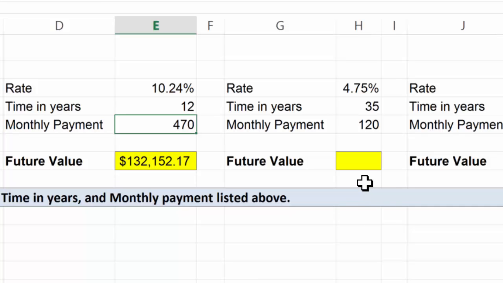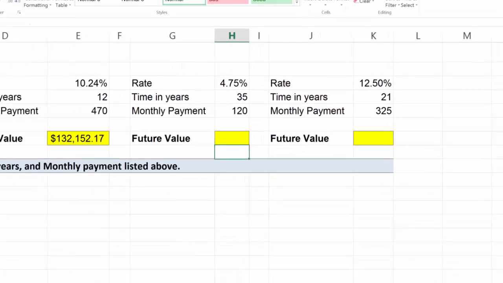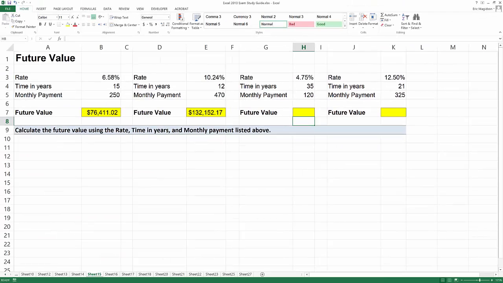So there we go. You'll see that I'm going to give you the results of these two. I'll give those down here so you can see if your results match. This is future value. This is a formula you'll find that you use as you look at investing for your future and retirement. Take care.